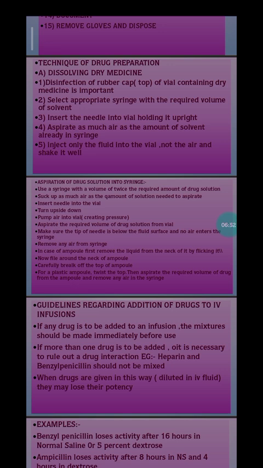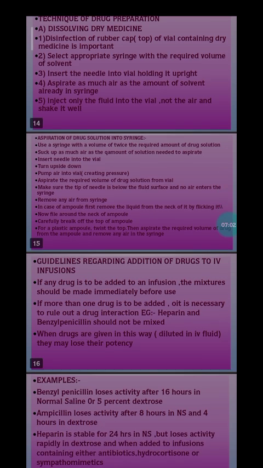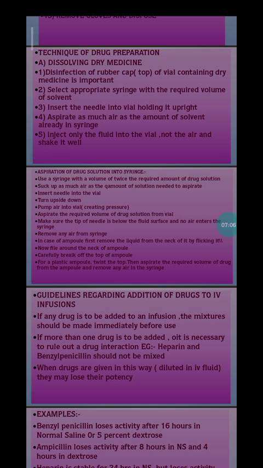And in case of an ampule, if we take an ampule instead of a vial, then first remove the liquid from the neck of it by flicking it or tapping it. Now file around the neck of the ampule. Carefully break off the top of the ampule, and for a plastic ampule we have to twist the top. Then aspirate the required volume of drug from the ampule and remove any air in the syringe.